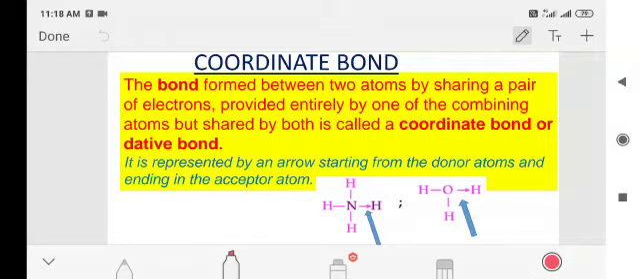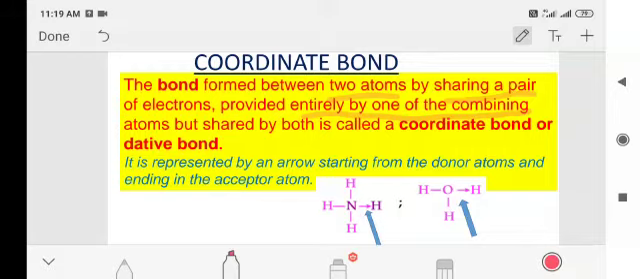Once again, let me read the definition. It's a bond formed between two atoms by sharing a pair of electrons provided entirely by one of the combined atoms. Such a bond is called a coordinate bond. I'll explain in detail with examples. First, you focus on the definition.